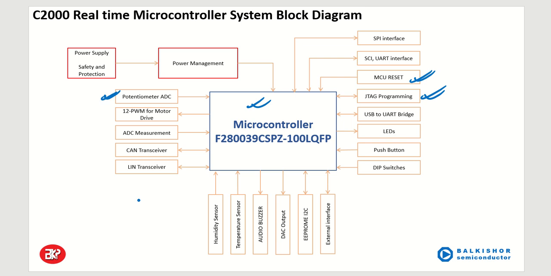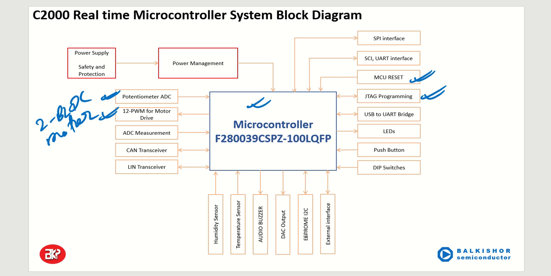Like we have connected one ADC for potentiometer measurements. We have 12 PWM so that you can drive two BLDC motors. Okay. Then we will be having ADC monitoring for different voltage rails and different signals. Then we have CAN transceiver and LIN transceiver interfaces. We also have different sensors like humidity sensor and temperature sensors. We have an audio buzzer, and we will also be taking up two DAC outputs from this particular microcontroller.